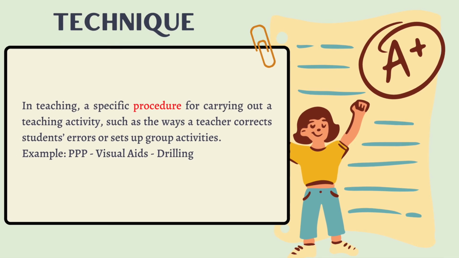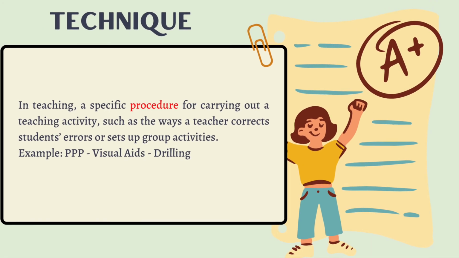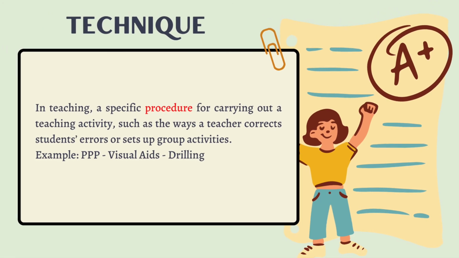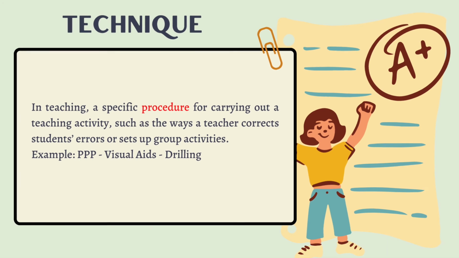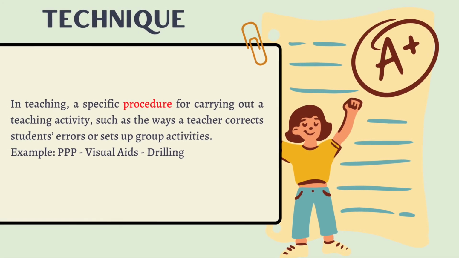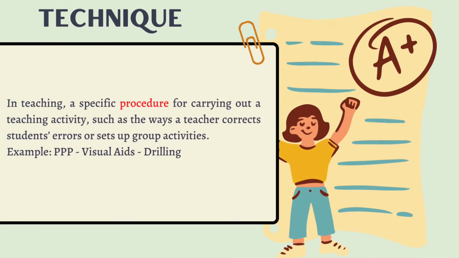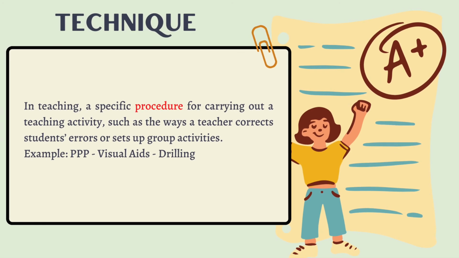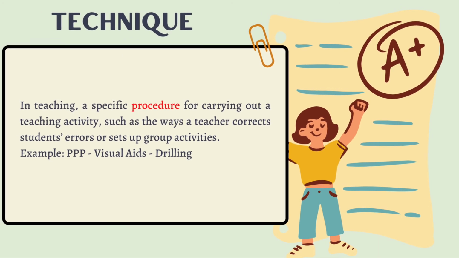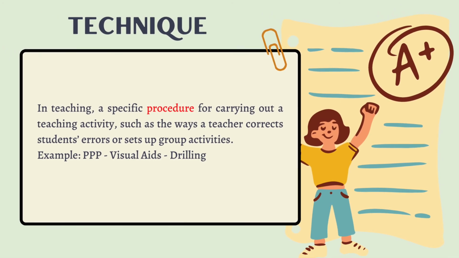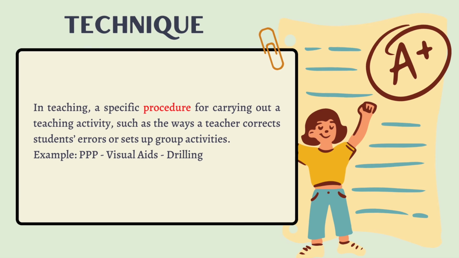In teaching, it is a specific procedure for carrying out a teaching activity, such as the way the teacher corrects students' errors or sets up group activities. Let's take an example. The PPP is an acronym for presentation, practice, and production. This is a technique we can use when teaching grammar or functions, for example. We start with presenting the lesson and finally giving students the chance to practice what has been covered before reaching the stage when they are required to produce their own sentences and examples.